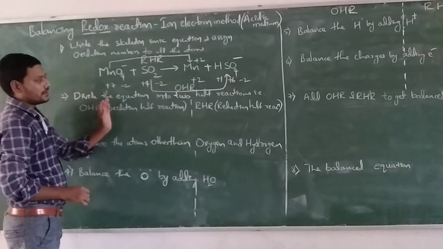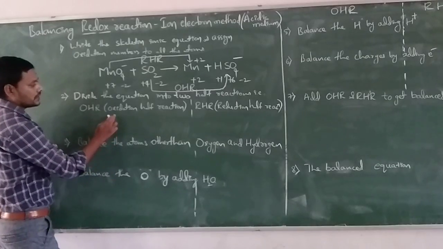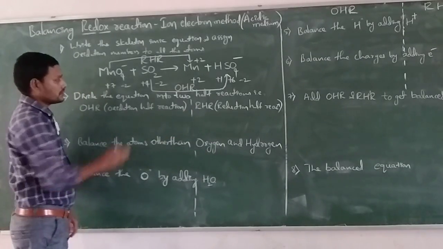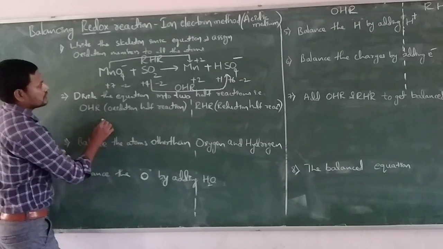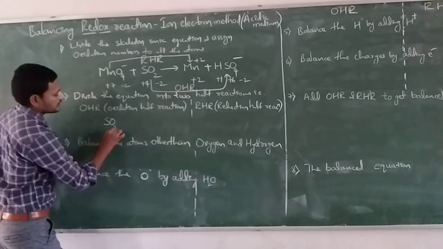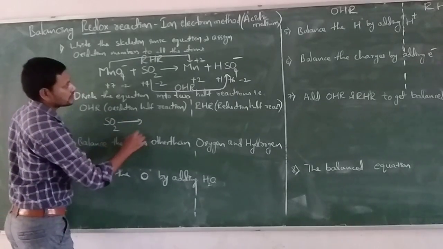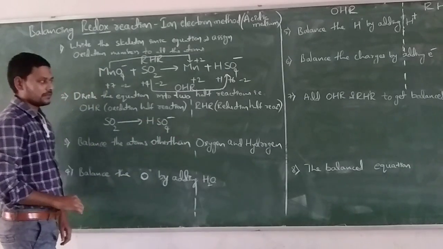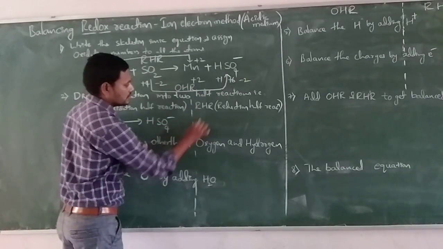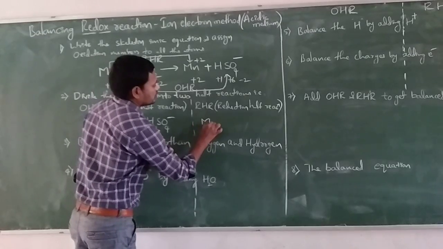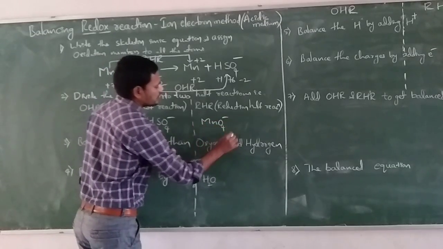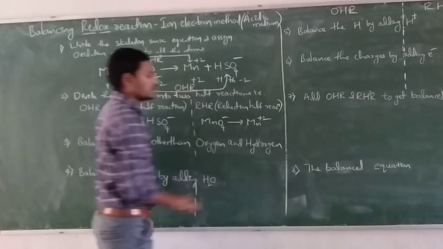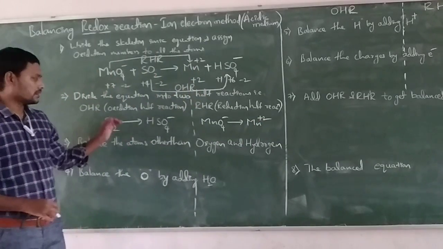This is the second step: we divide the equation into two half reactions. So we are writing now. Oxidation half reaction: SO2 gives HSO4 minus. Reduction half reaction: MnO4 minus gives Mn 2 plus. This is the reduction half reaction.